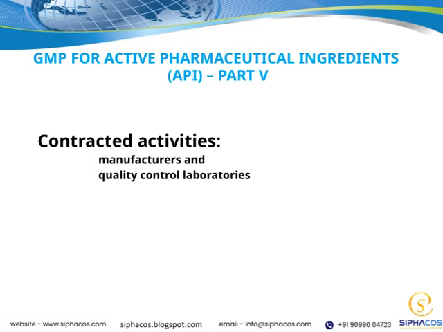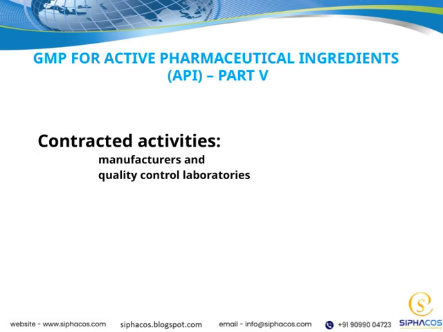Now, let's take a closer look at contracted activities, specifically focusing on manufacturers and quality control laboratories. These entities play a crucial role in ensuring that our active pharmaceutical ingredients, or APIs, meet the high standards required for quality and safety. When we talk about manufacturing, we're referring to the processes involved in producing APIs under strict regulatory compliance. It's essential that these manufacturers adhere to good manufacturing practices, or GMP, to guarantee consistency and quality.